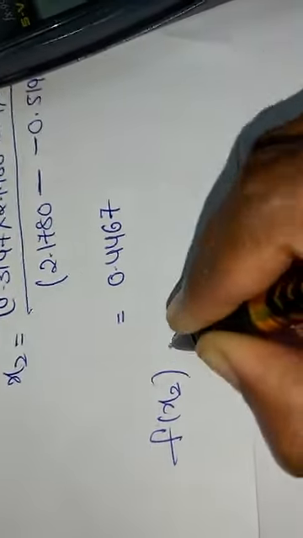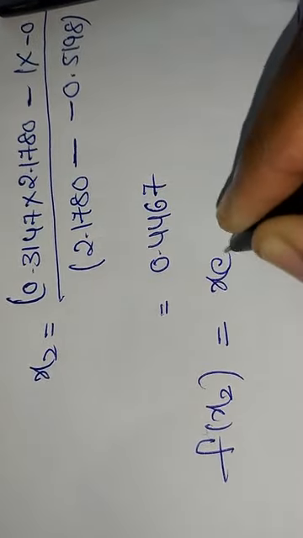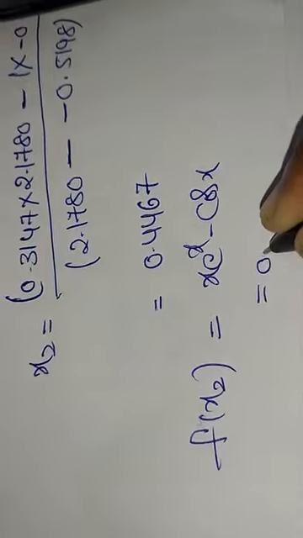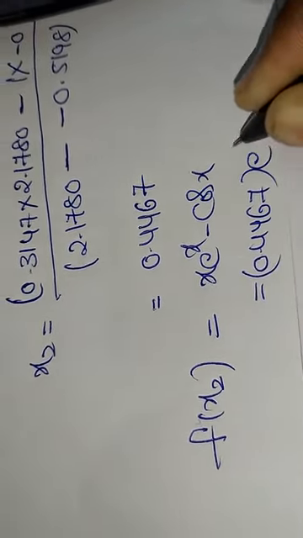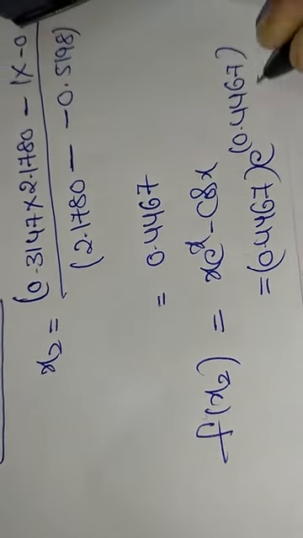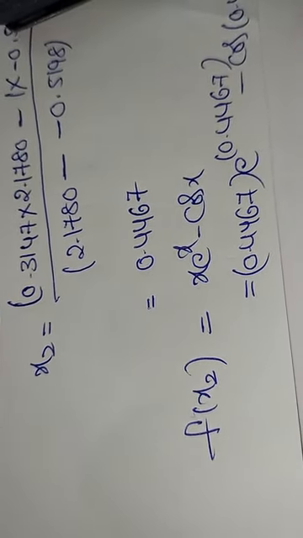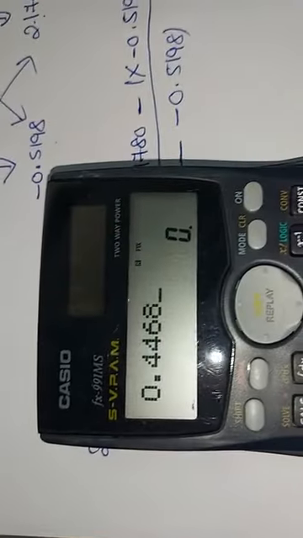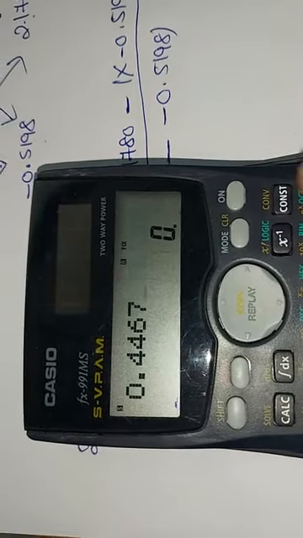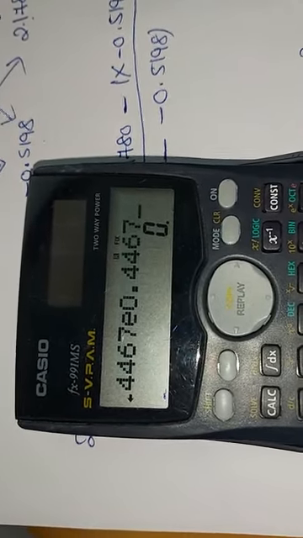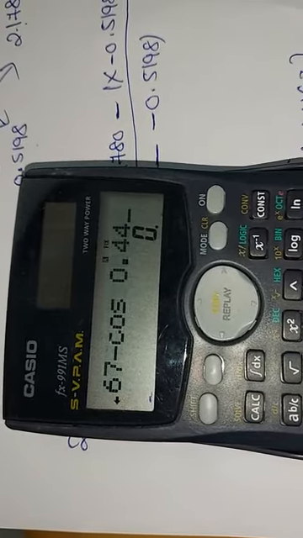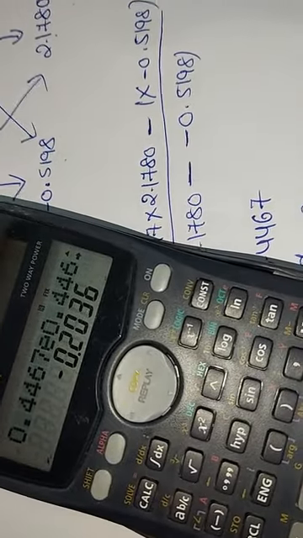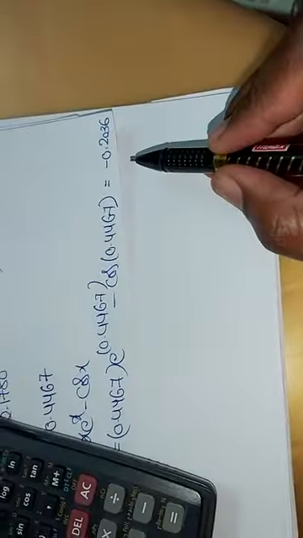Now calculate f of x2. That is x e power x minus cos x: 0.4467 e power 0.4467 minus cos of 0.4467, that is again minus 0.2036. We got the negative value.